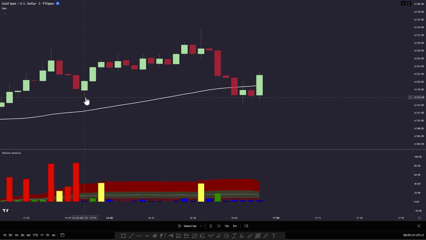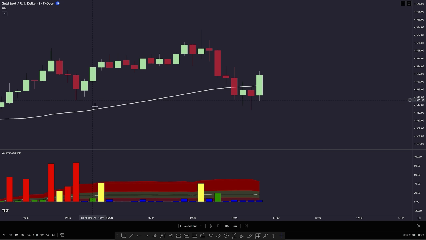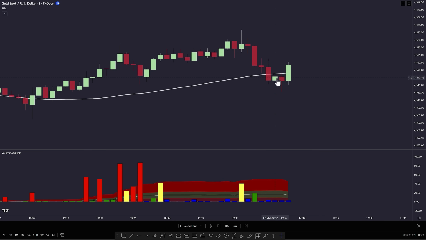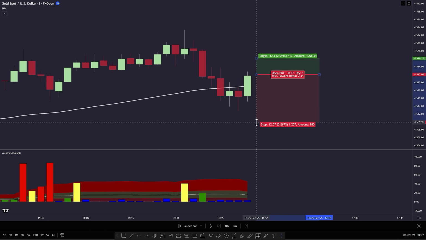And see this level here. Price swept right below it. Grabbed that liquidity. All 4 pieces. Obvious trend. Brief break. Low volume. Liquidity run. When price closed back above the line, that was my entry.